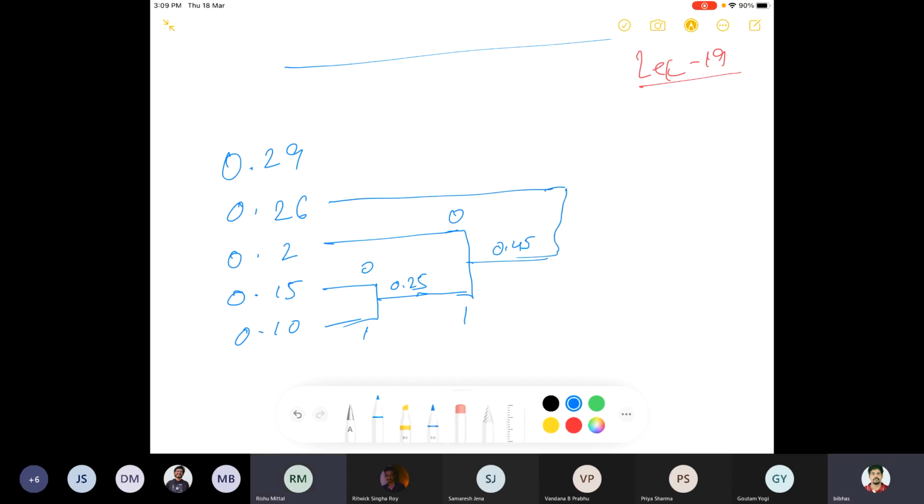Excuse me, sir. In this step, we have 0.26 and 0.29, which are less than 0.45. So we have to merge the first two. That will be 0.55, right? But sir, these individual probabilities are less than 0.45. At this stage, we have a total of 3 probabilities, and these upper two are less than 0.45. So we merge the first two.